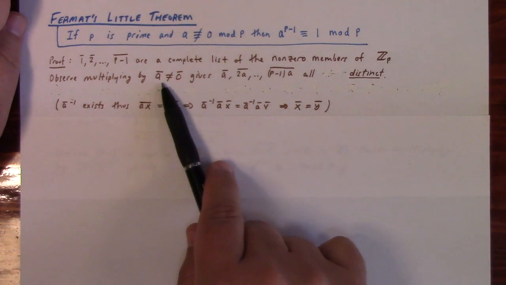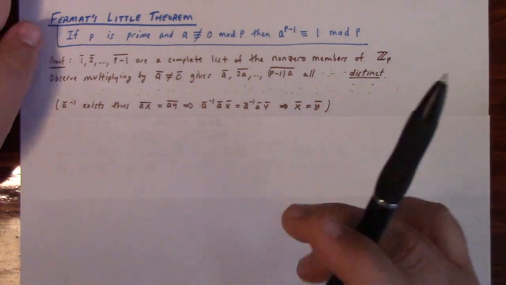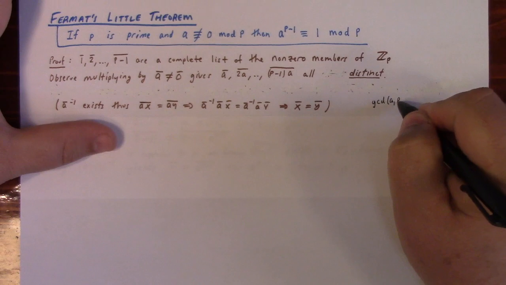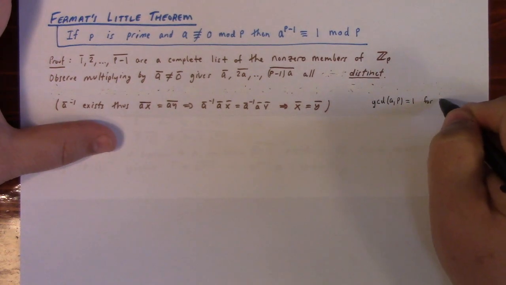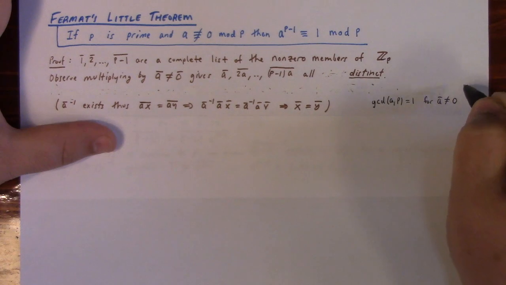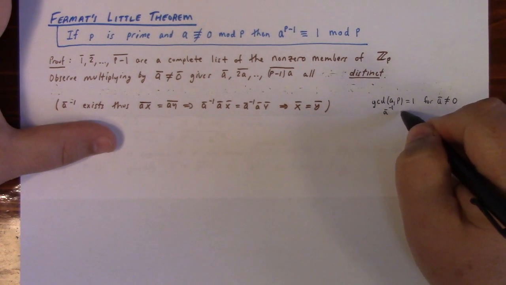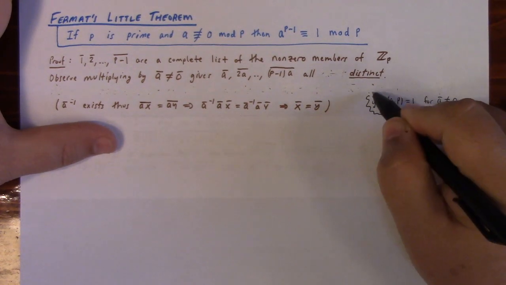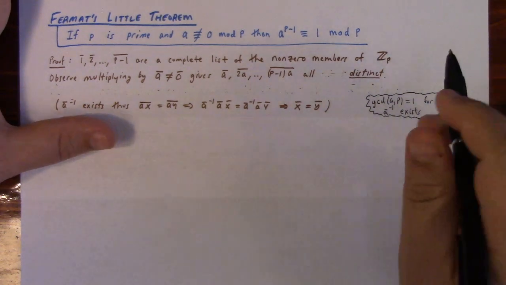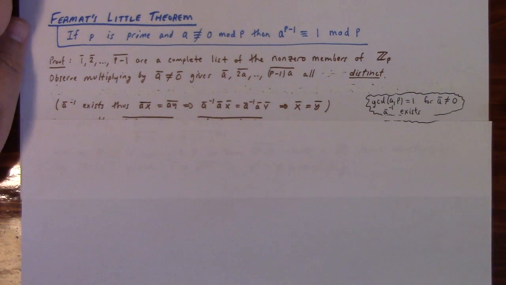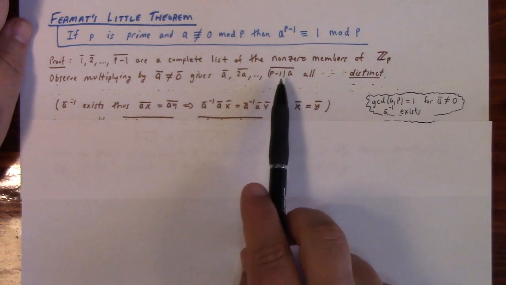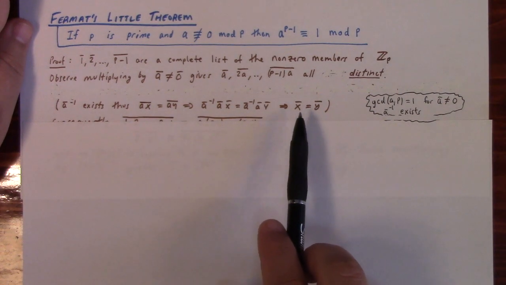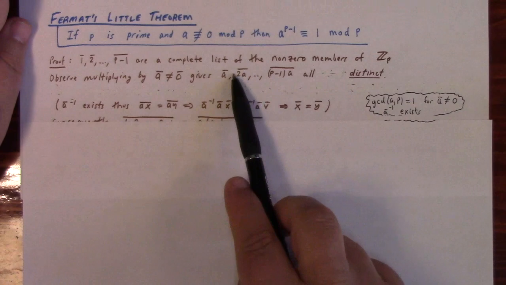Well, if a bar is not equal to 0, that means the GCD of a and p is equal to 1, which means that a bar inverse exists, given our previous discussion, right? So we know that any non-zero member of Z mod p has a multiplicative inverse, and as such, this list has to be distinct, because if you had 2 were equal for x and y not equal, then that would give you x and y are equal. Anyway, so it's a distinct list, okay?